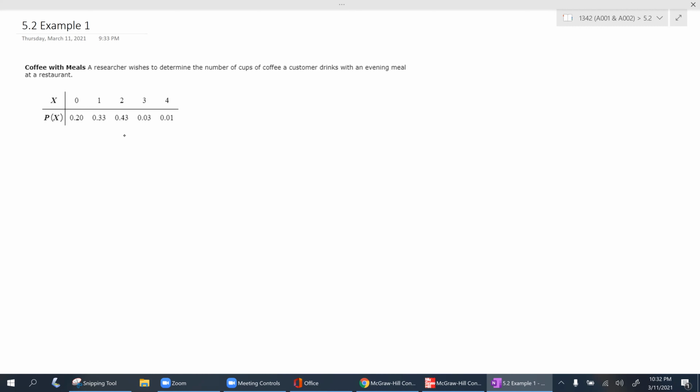It was just reapplying those ideas into the probability distribution table. And we're going to be working with this entire section. So with this entire section, we're going to be finding the mean, the variance, the standard deviation, and the expected value. So let's begin. We're going to begin with finding the mean.